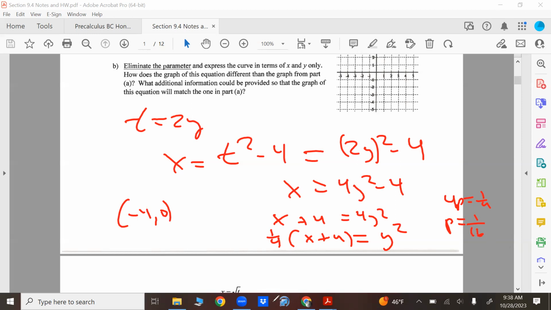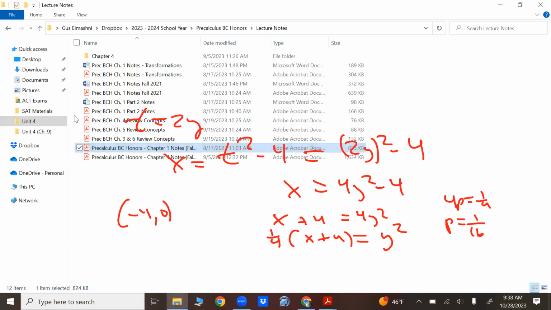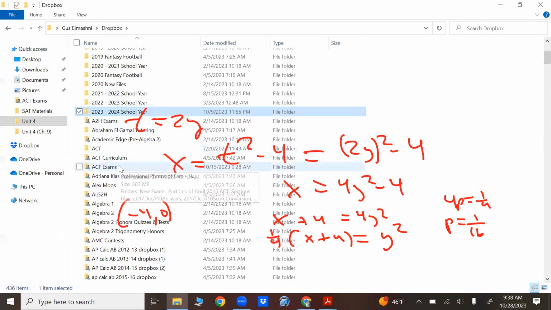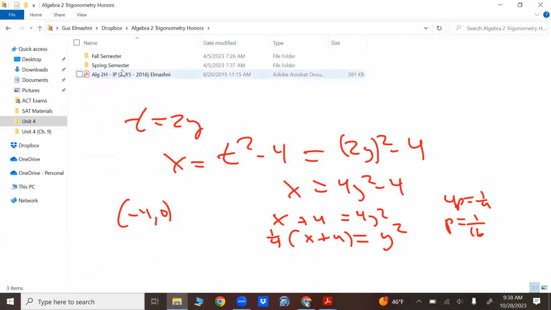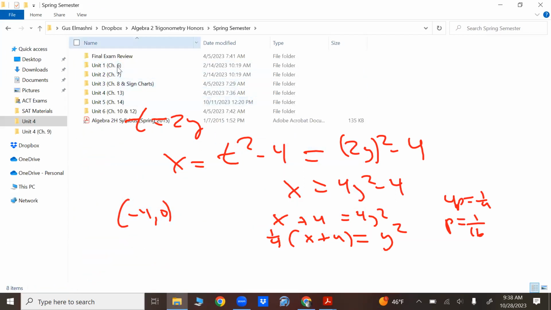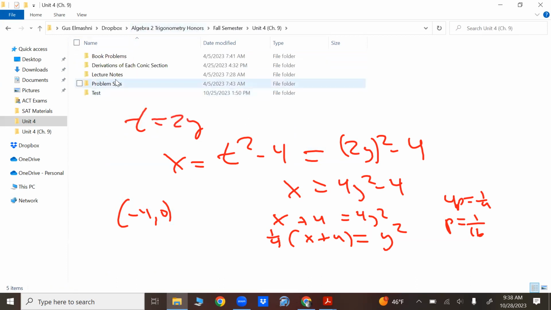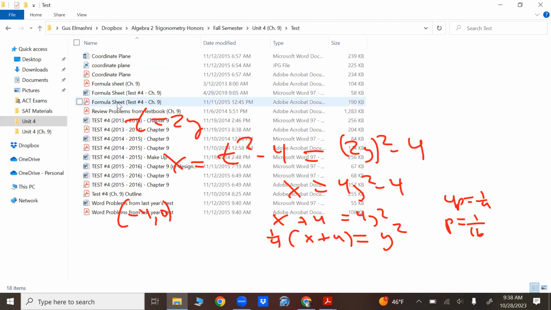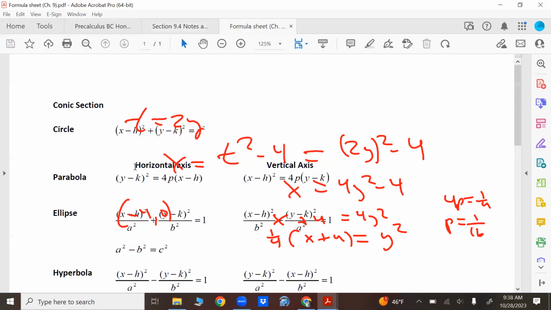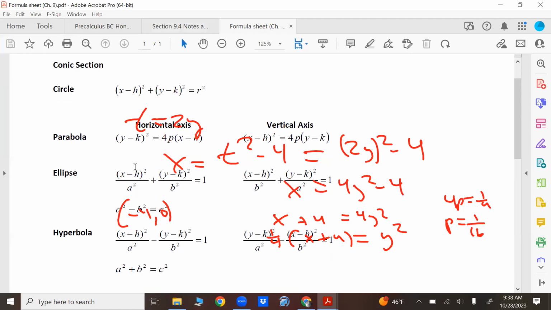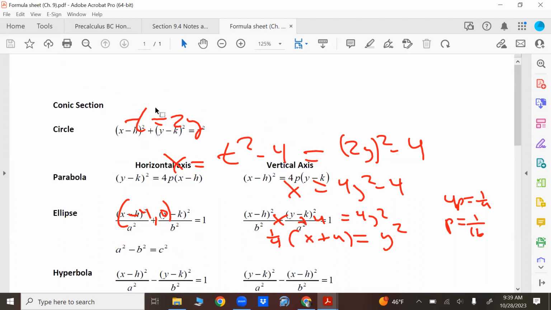And again, if you go back to that little formula sheet that I shared with you regarding conic sections, I think it's right here in my Algebra 2 Trig Honors folder. Yeah, there we go, formulas. You can see the 4p is next to x minus h. So in this case, our p is 1/16, opening to the right. If you want to find directrix and focus, you could, but we won't do that for this case. Okay, cool.